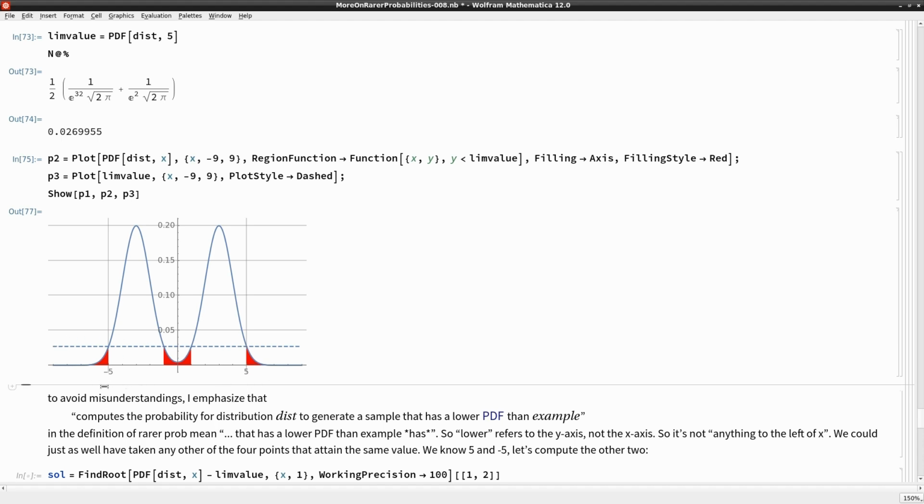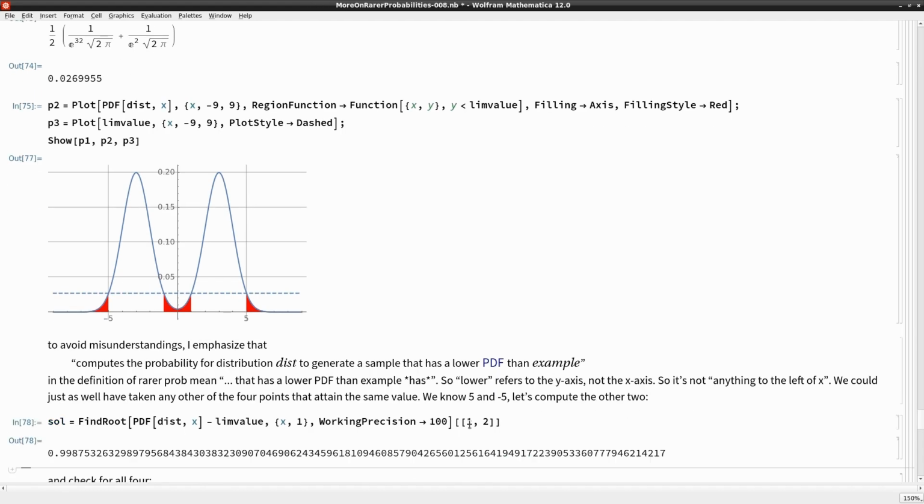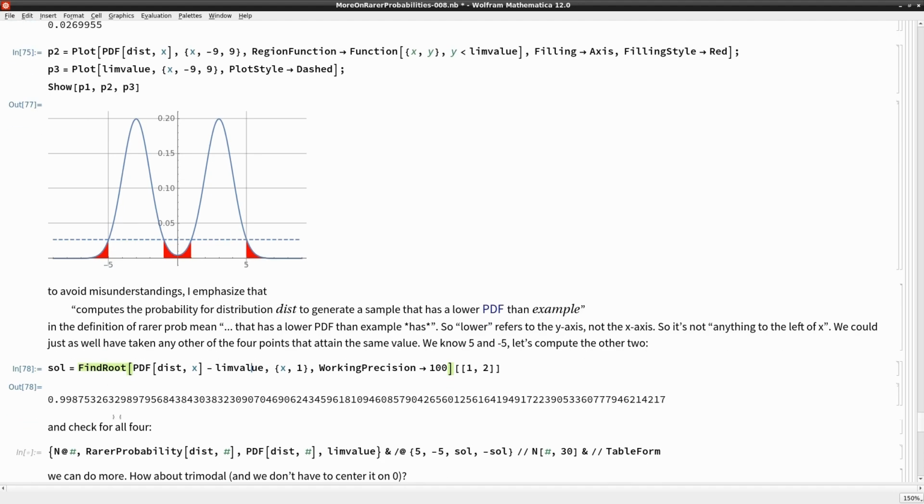I could have taken the left limit, that would be -5, or I could have taken these 2 points here more in the middle. And to show that, let's compute the other 2, that's the 2 in the middle. So I'm using find root on this because it's a rather involved function that we're trying to solve here in the middle. And I try to get 100 decimals for that, just to be precise.